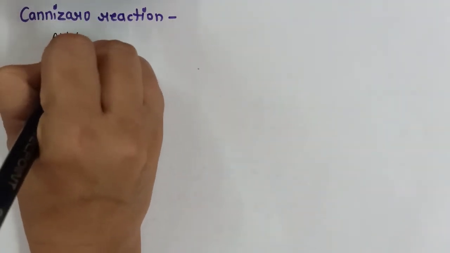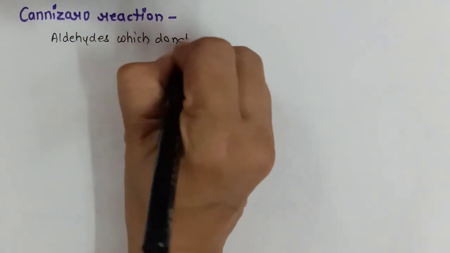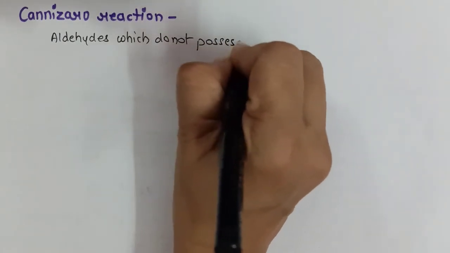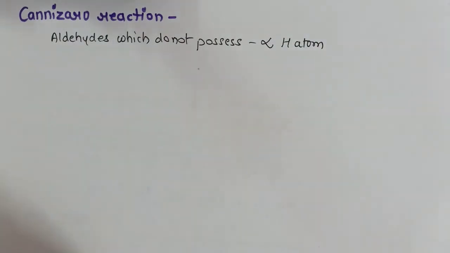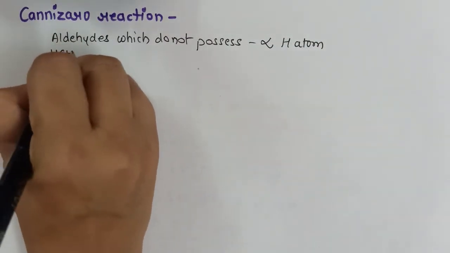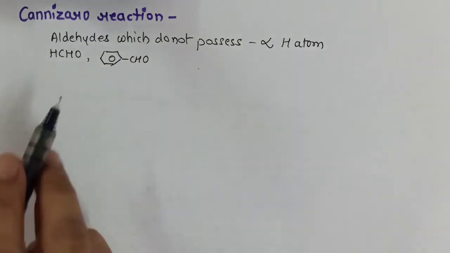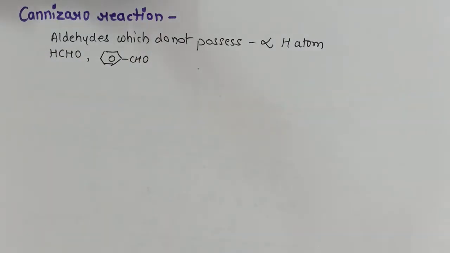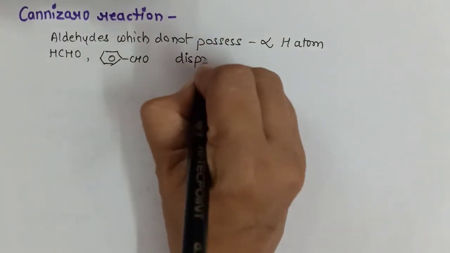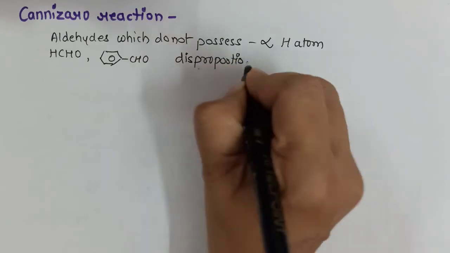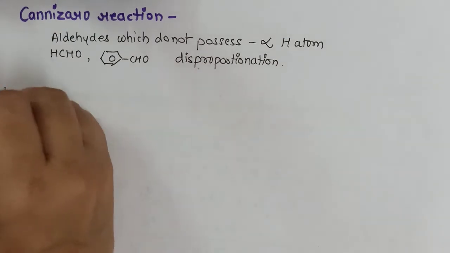Aldehydes which do not possess alpha hydrogen atom will show Cannizzaro reaction. For example, formaldehyde and benzaldehyde will show this Cannizzaro reaction, but they will not show aldol condensation reaction. Now this reaction is a disproportionation reaction, and we get two different types of product in this. So let us discuss what this reaction is.